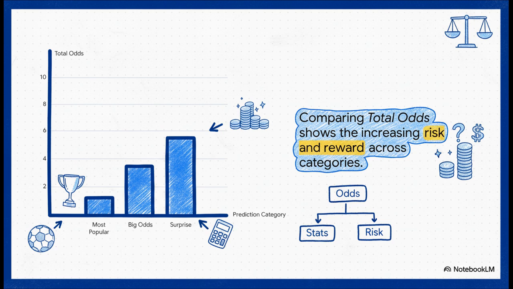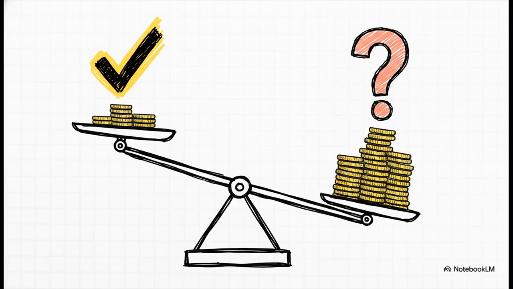The most popular picks have super low odds, like 1.25. Then you jump to the big odds category, and they're up to 3.55. And the surprise predictions? They shoot way up to 5.59. You can literally see the risk and the potential reward climbing with each step. So if there's one core idea to take away from all this, it's this simple relationship right here. When you see low odds, that means the prediction is considered very, very likely. When you see high odds, you're looking at a long shot. It's way riskier, for sure, but the potential reward is so much bigger. That's the game, right there.